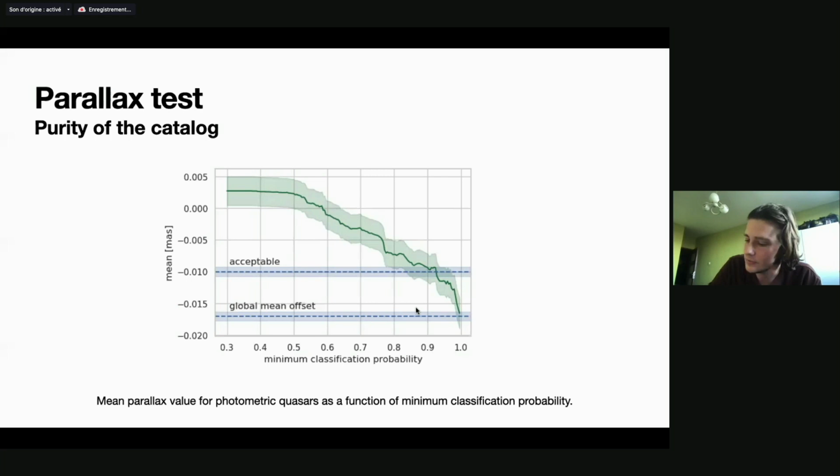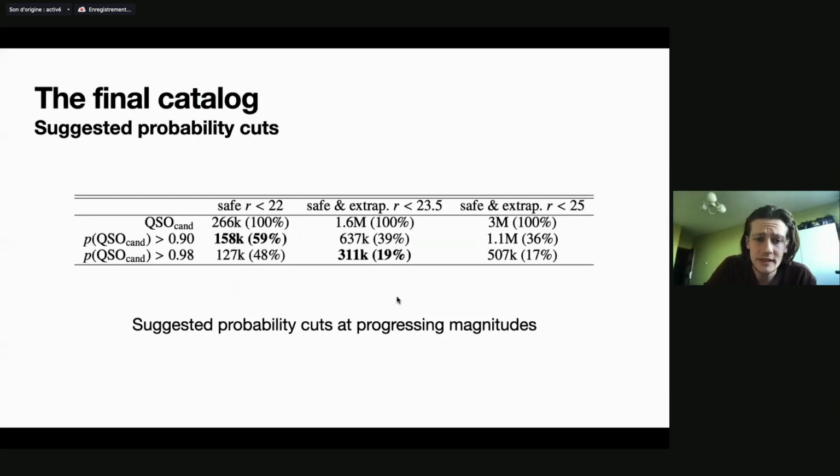It might probably be a bit quick and a lot of what I'm saying right now, but basically these methods are in agreement, and they give us two different subsets of our catalog. One is the safe catalog, limited at 22 and a probability of 0.9, and this gives us this amount of quasars. Another one includes extrapolation but also a higher probability cut, and gives us more than 300,000 quasars.